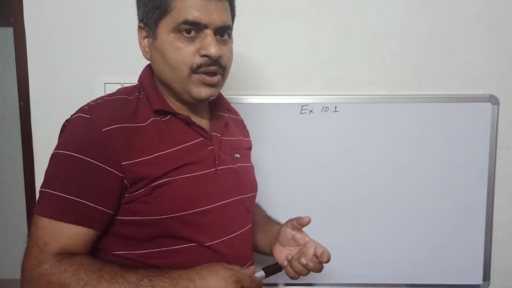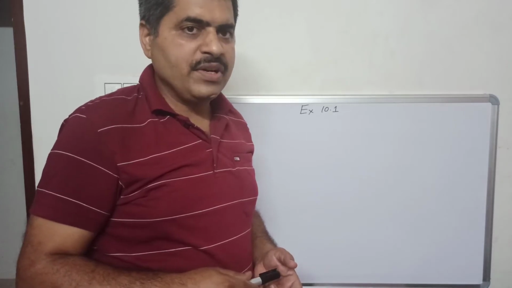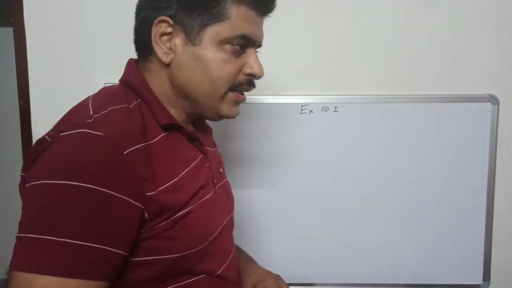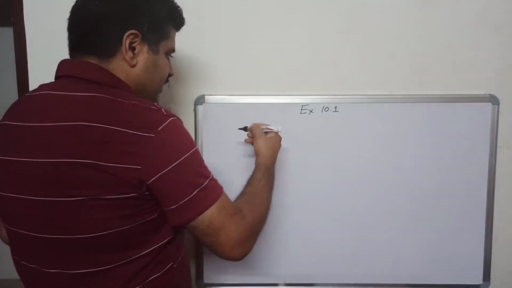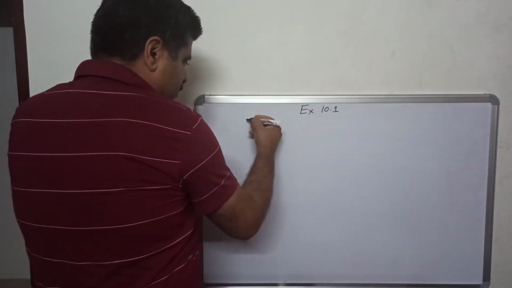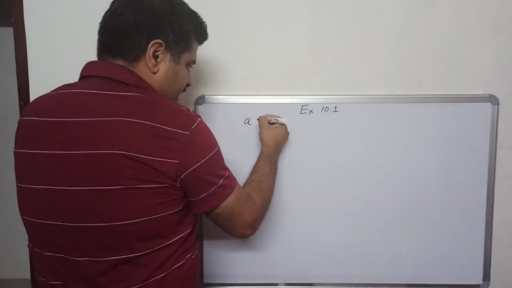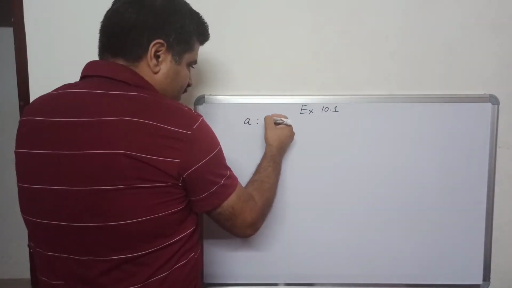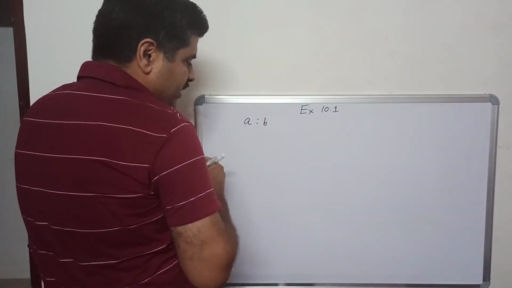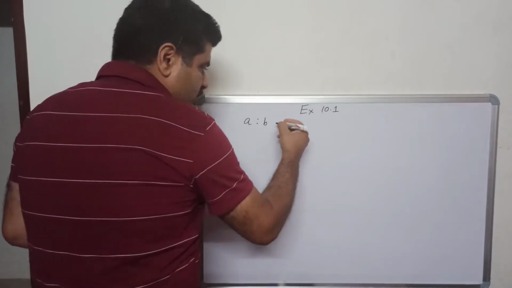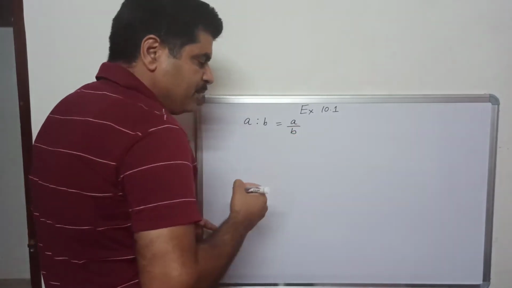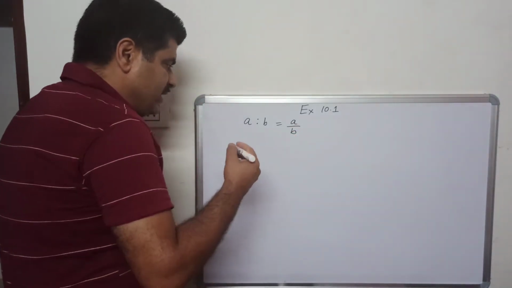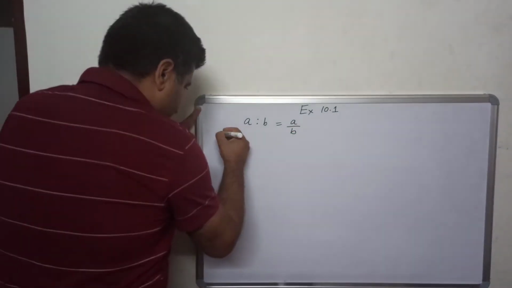So what is ratio? Ratio is the comparison of two quantities of same kind. If we have two terms A and B, then the ratio of A and B is denoted by A colon B. So we read it A colon B, which can be written as A upon B. Now let us take a few examples.